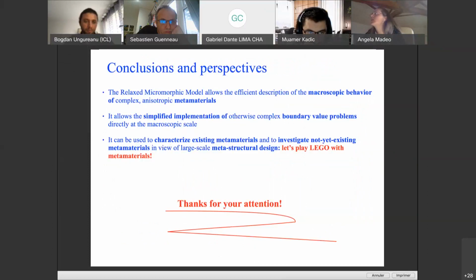Okay, so I guess I'm done with time. To conclude, we introduced this micromorphic framework to study metamaterials. We showed how to calibrate on a real microstructure, and we validated our model on particular propagation and reflection transmission problems. So now we need to start using these results to play Lego with metamaterials, to see what we can do to go towards structures design. So thank you very much.